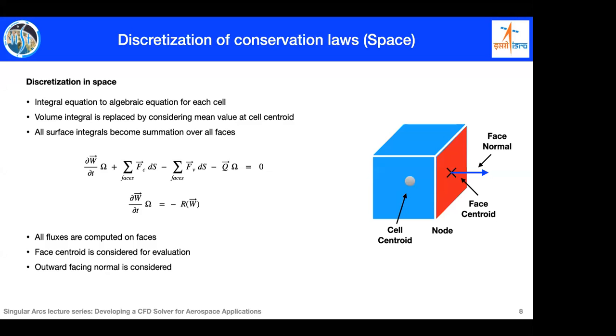It is compactly written as dW/dt times Omega equals minus R. This minus R is the residual, which is the summation of Fc, Fv, and Q. The source terms Q are usually zero in Euler equations, or even Navier-Stokes equations, but later we will see where that Q term will come from. What we need to remember is that we are computing the solution at the cell centroid, and all our fluxes are computed at the face centroids.